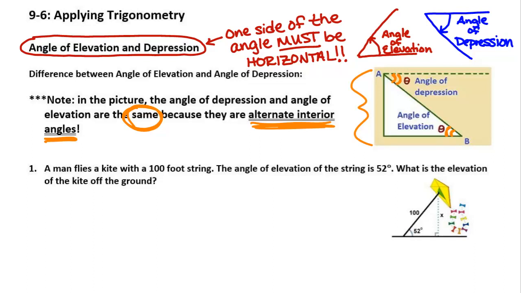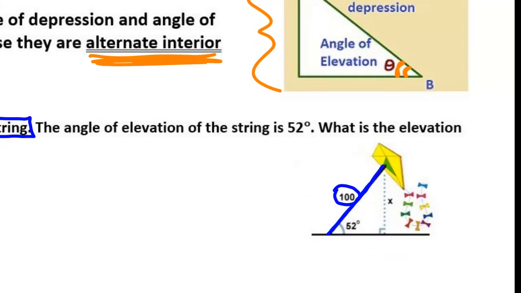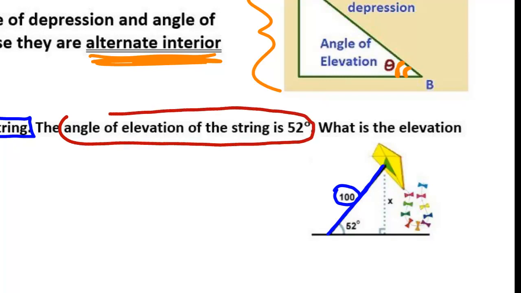All right, so let's look at problem number 1. It says a man flies a kite with a 100-foot string. So we have a picture to go along with this already. Here's our 100-foot long string on the kite. And it says that the angle of elevation of the string is 52 degrees.